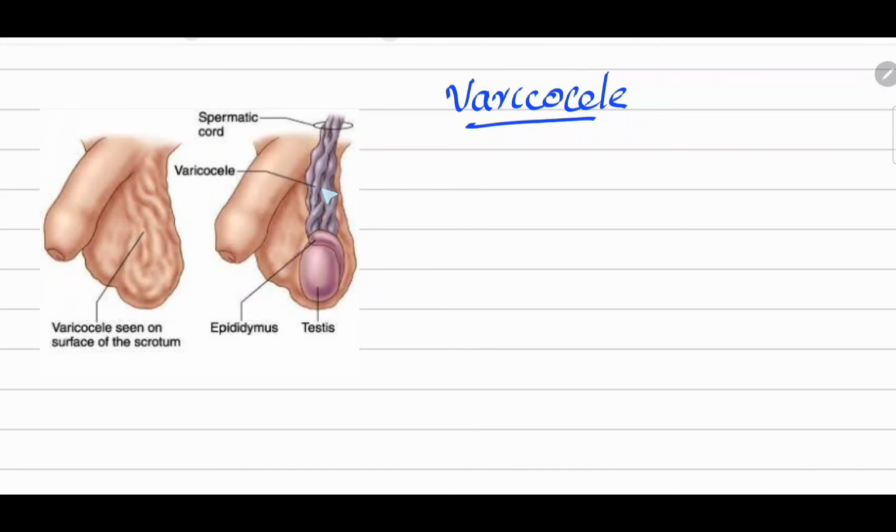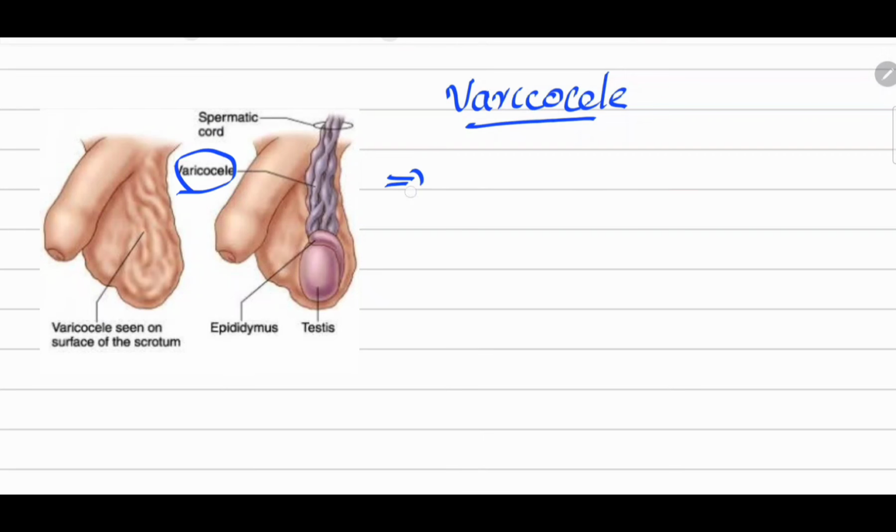Just look at this picture. You are seeing the pampiniform plexus veins. So here the veins are dilated. Here is the surface view of this varicocele, and this condition is known as the varicocele.